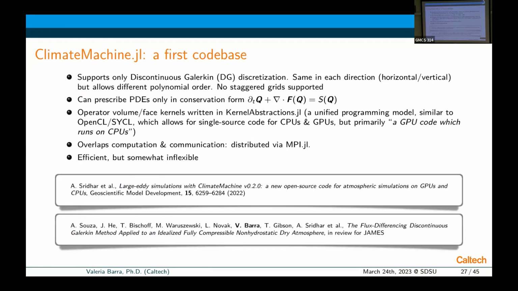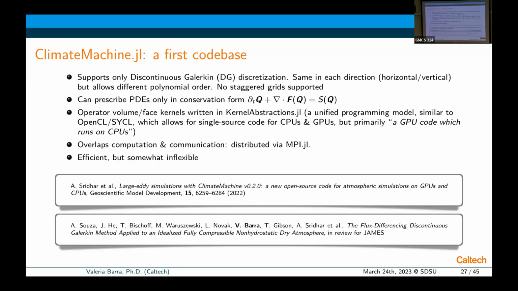So there was a first iteration, the first code base, Climate Machine, developed in particular in collaboration with NPS, which supported only discontinuous Galerkin discretization, and it supported only the specification of the PDE in conservation form. It was successful and was very scalable, but it was also a bit inflexible, let's say. So this used KernelAbstractions.jl, which is a package for a unified programming model, similar to OpenCL and SYCL. So it allows for single source code for CPUs and GPUs. But it was primarily, quote unquote, a GPU code which also ran on CPU.